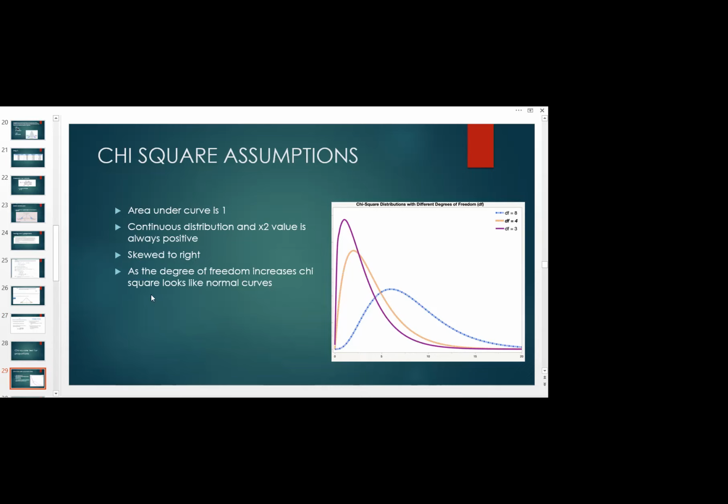And when the degree of freedom increases, the chi-square starts looking like a normal curve. So this is a picture which is showing when the degree of freedom is 3 in purple line. When it becomes 4, it is in dotted red line. And when the degree of freedom is 8, it is shown in the dotted blue line. So it starts looking like a normal distribution curve when the degree of freedom increases.